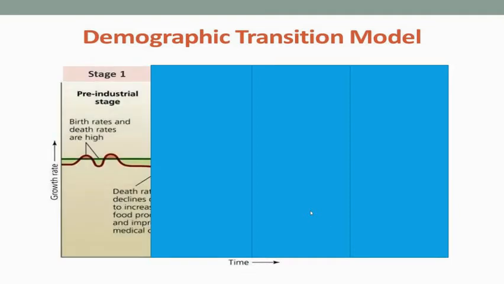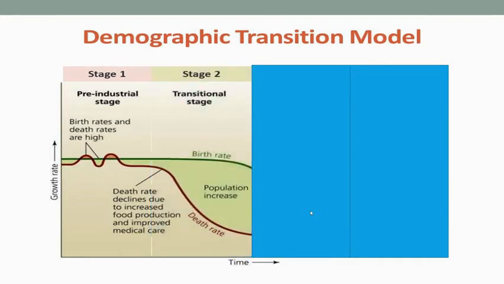So beginning with this graph, you'll notice that in the first stage, we'll call this the pre-industrial stage, both birth rates and death rates are high, and the overall population is low. But then in stage two, you have a transitional stage where death rates decline due to increased food production and improved medical care, but birth rates are still high. And this is considered a transitional stage. And the population starts increasing pretty fast here.